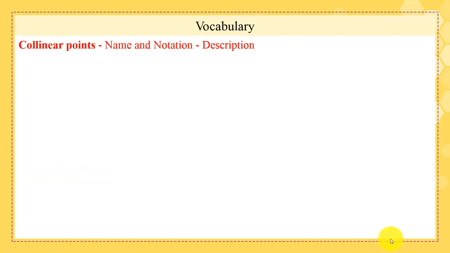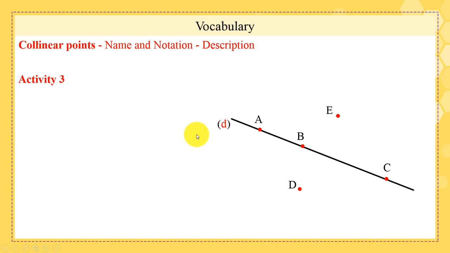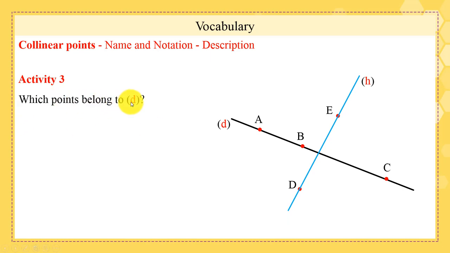After explaining the different types of straight lines, now we'll start with the activity that expresses the notation, name, and description of collinear points. Given the following points and straight line D and also another line H, the question is, which points belong to straight line D? The answer: points A, B, and C.